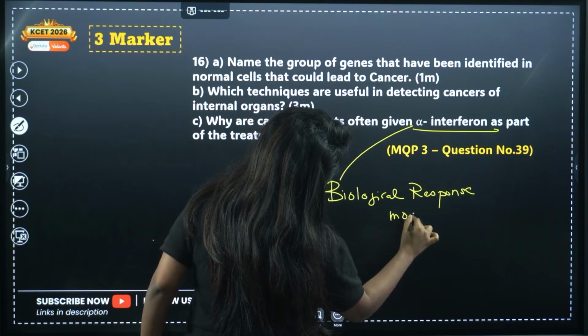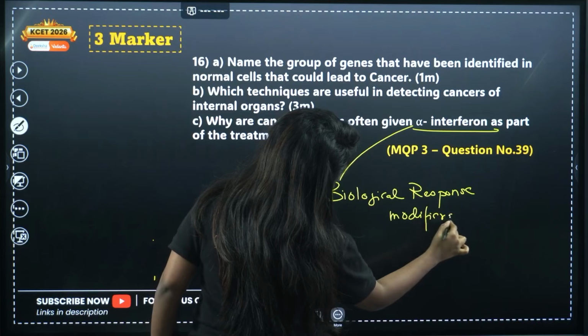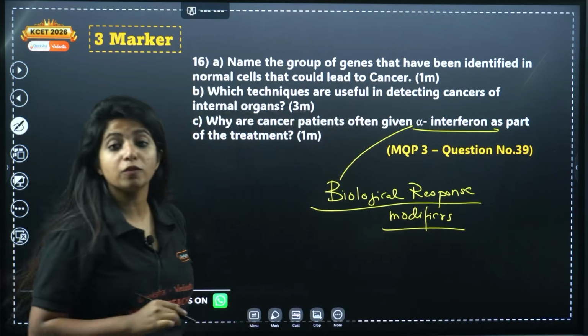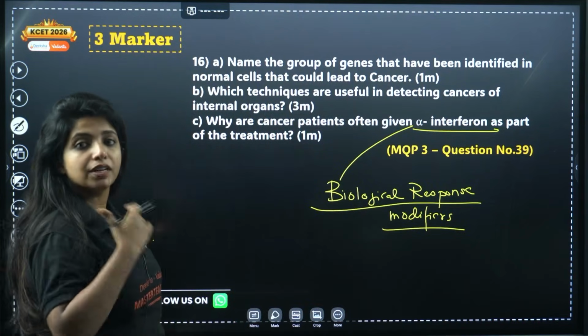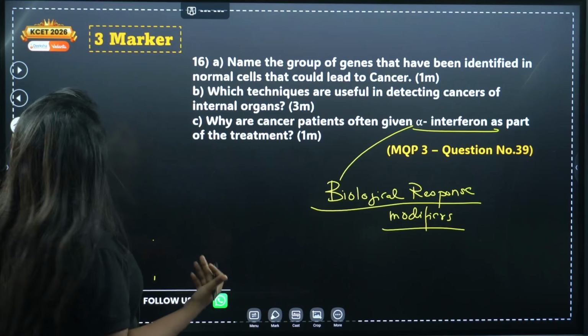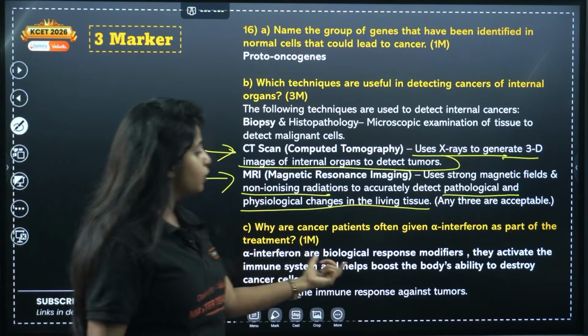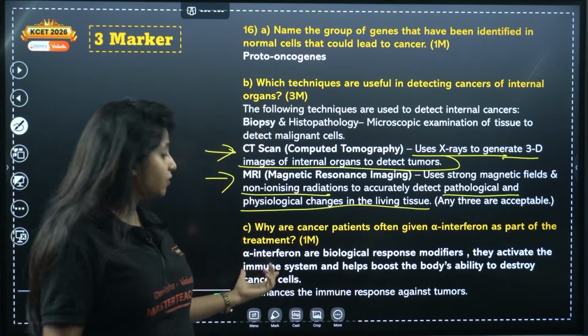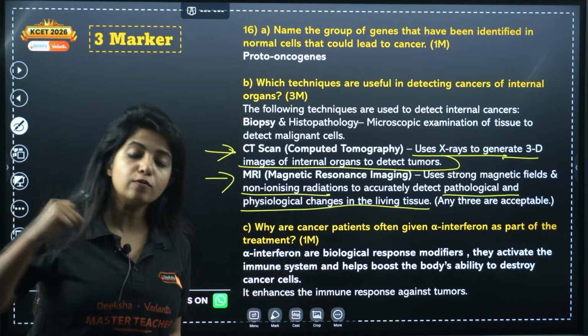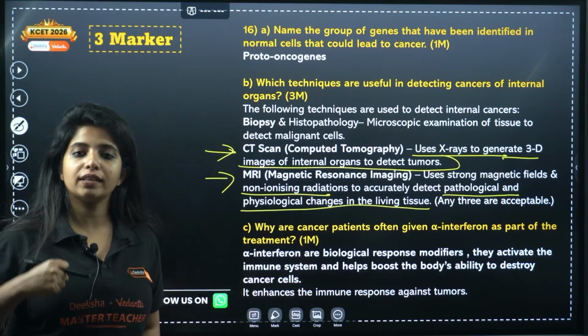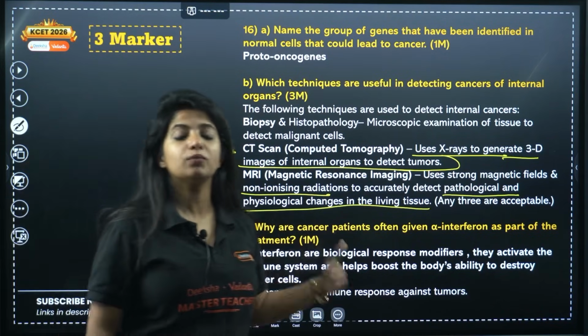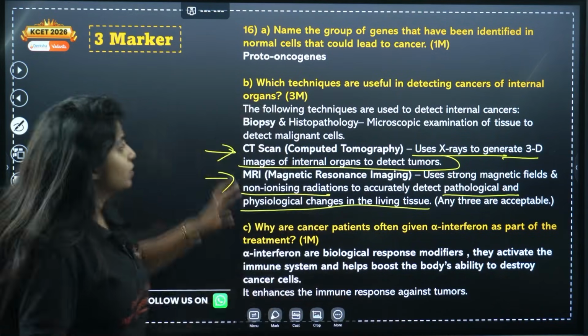They are biological response modifiers. They increase our immunity. That is the use of alpha interferons. Alpha interferons are biological response modifiers. They activate the immune system and help boost the body's ability to destroy the cancer cell. It enhances the immune response. Okay, so these are the things.